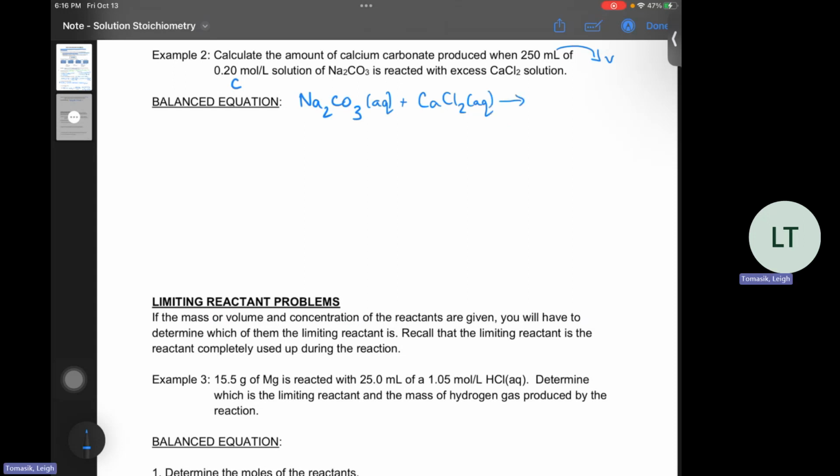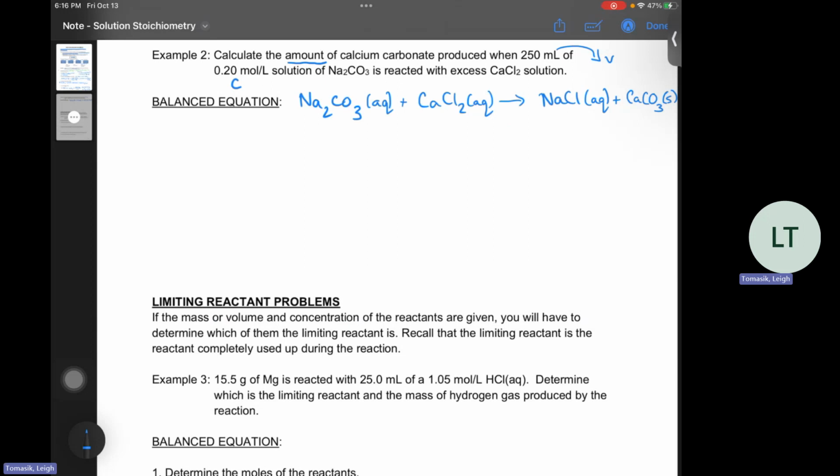So then we would get NaCl, which is going to be aqueous if I look it up on my solubility table, and CaCO3, which is going to be my precipitate. Okay, so this asks for the amount of calcium carbonate, right? So I'm going to leave it in moles, right? Usually amount means moles.